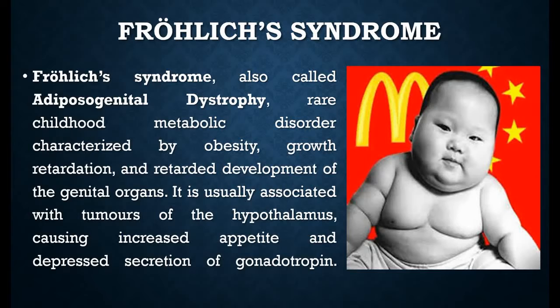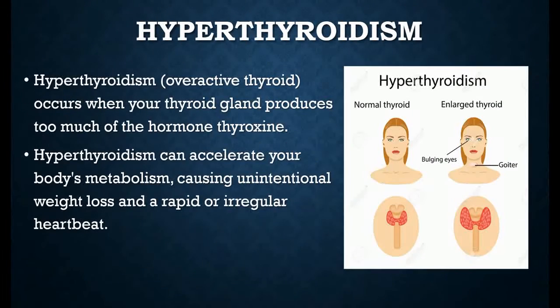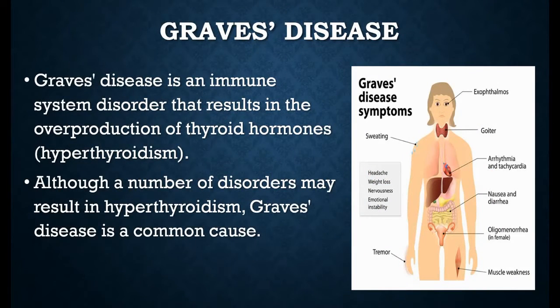Next is hyperthyroidism. Hyperthyroidism is the overactive thyroid problem, in which the thyroid gland produces hormone at more than the required concentration. This may accelerate the body's metabolism, which may be seen in weight loss or irregular heartbeat. The other condition is Graves' disease. It is an immune system disorder which results in hyperthyroidism. Many different disorders may result in hyperthyroidism, but Graves' disease is the most common of them.